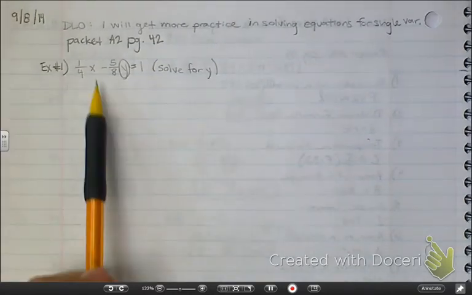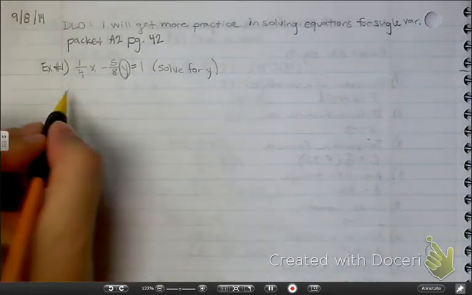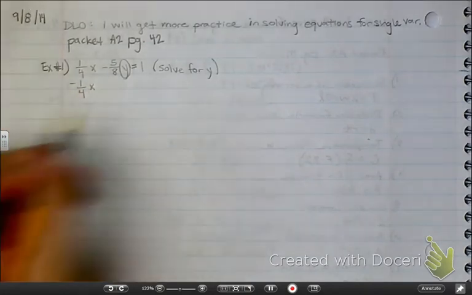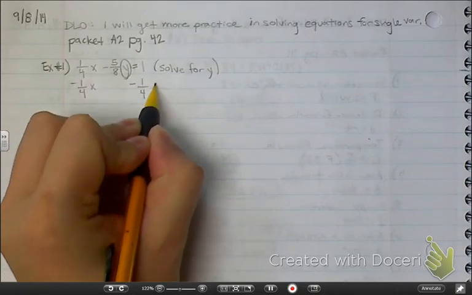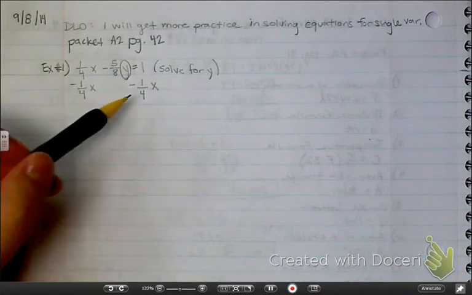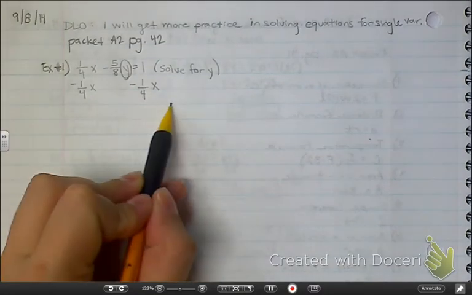The one that's on the same side as y that we want to get rid of is this 1/4 x. So I will subtract 1/4 x from the left-hand side. And because of the subtraction property of equality, whatever I do to one side, I have to do to the other. So I'm going to subtract 1/4 x from the left, subtract 1/4 x from the right, and draw a line underneath it.